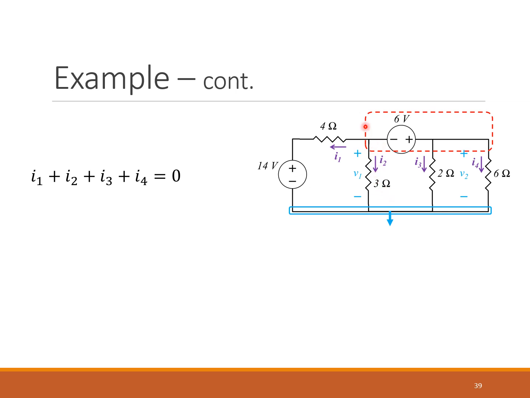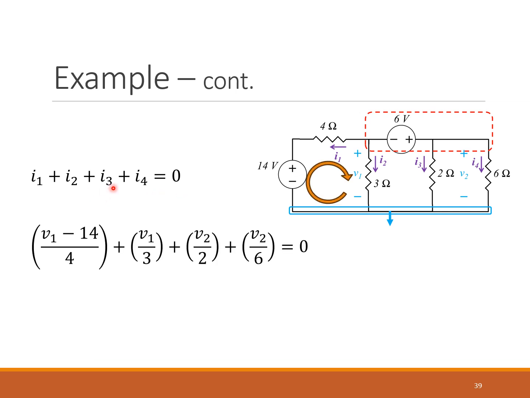So if we're applying KCL at this supernode, we again see that all of our currents are leaving. So the sum of the currents leaving is I1 plus I2 plus I3 plus I4. There are 0 currents entering the supernode. So we set that equal to 0, right? Sum of currents out equals sum of currents in.